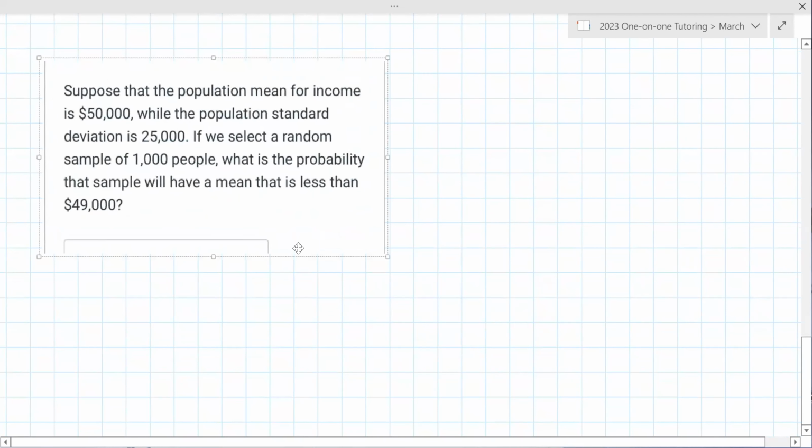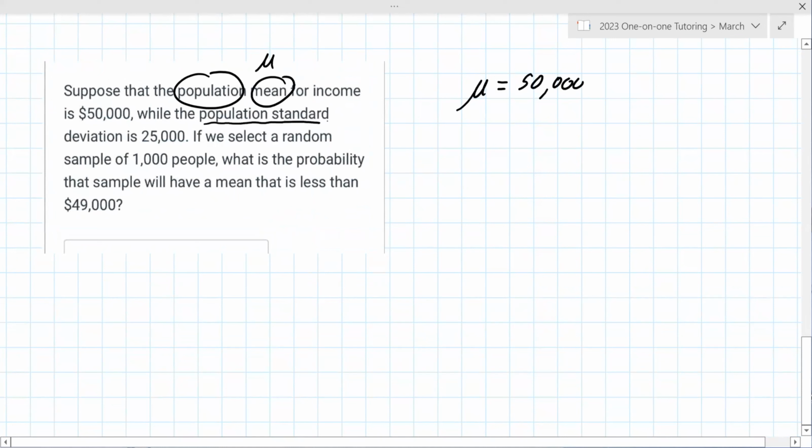Okay, so suppose that the population mean for income is $50,000. That's mu. Mu is 50,000. Notice the word population mean. That's why you know it's mu. The population standard deviation is 25,000. That's sigma, 25,000. If we select a sample of 1,000 people, so that's n equals 1,000. What is the probability that the sample will have a mean that is less than 49,000?